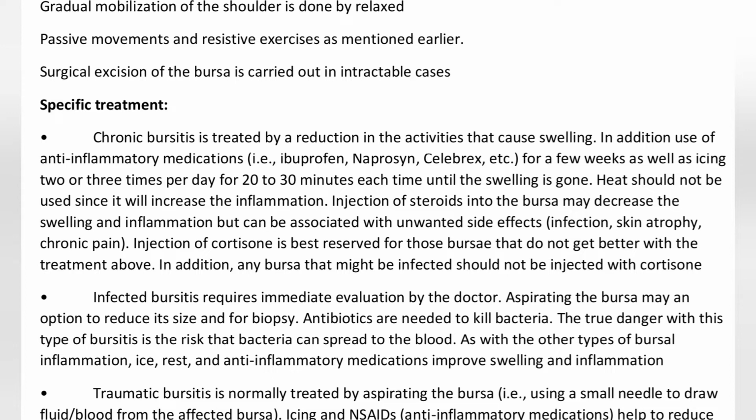Injection of steroid into the bursa may decrease the swelling and inflammation, but can be associated with unwanted side effects: infection, skin atrophy, and chronic pain. These are the side effects of steroid injection.